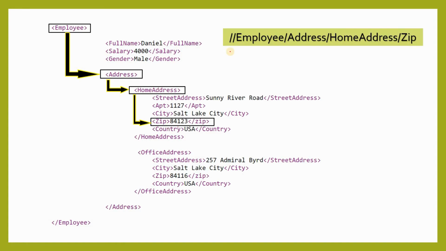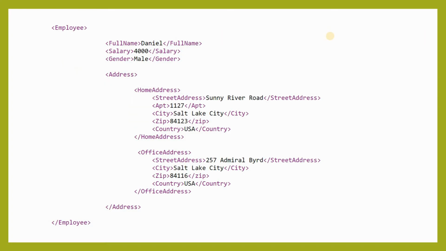So its XPath expression will be two forward slashes, then the root node element, that is employee. Under the employee, we have the element address. Under the address, we have the home address. Under the home address element, we have the zip element. This will be the final XPath expression for zip code, and we will get the value as 84123.